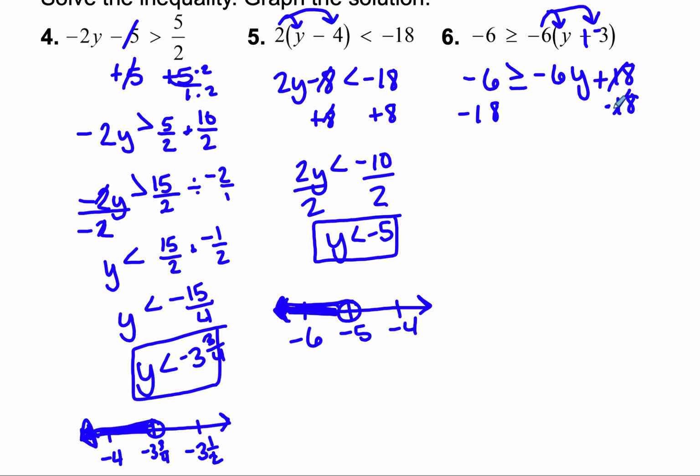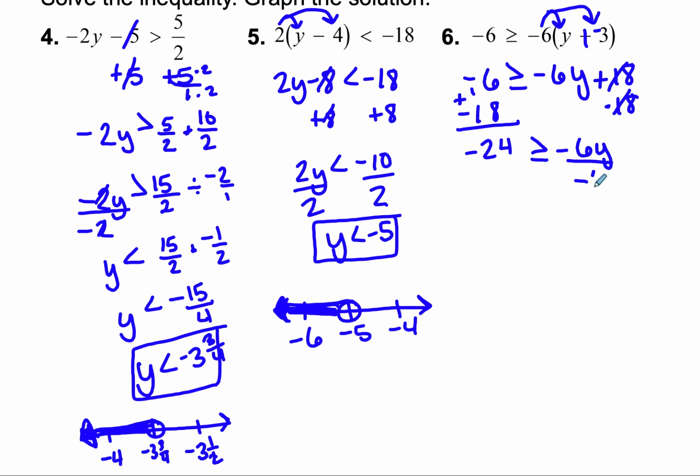18 minus 18 is 0. Still going to have the greater than or equal to 6y. For here, boom, change to addition, boom, change to sign. That's going to be negative 6 plus negative 18. 6 plus 8 is 14. Carry our 1. 1 plus 1 is 2. Only adding negatives, so my answer is going to be negative.